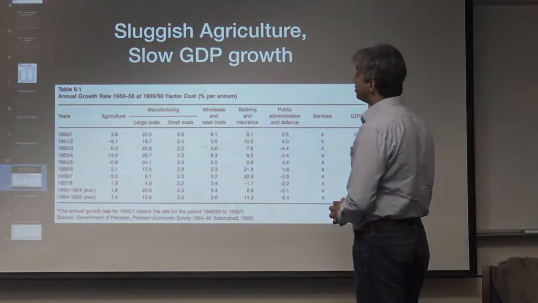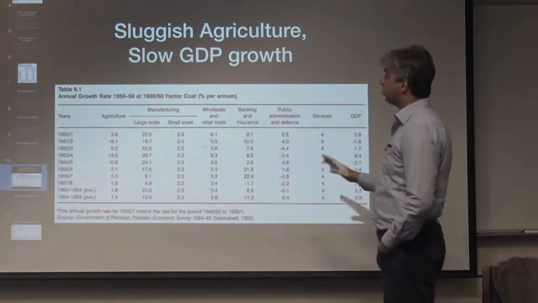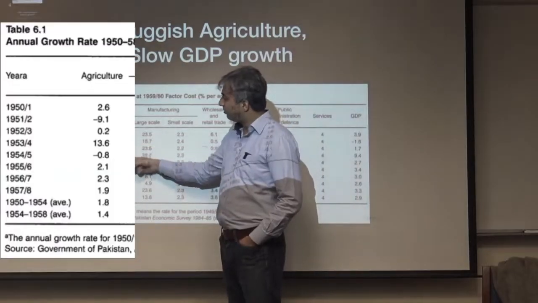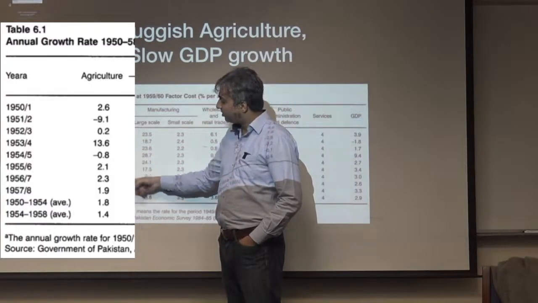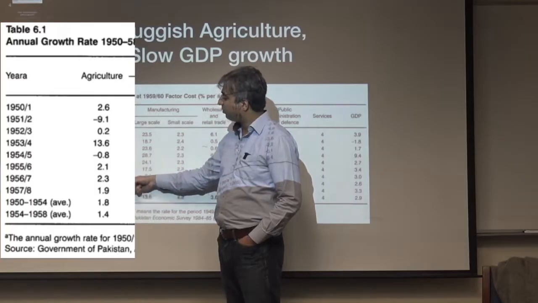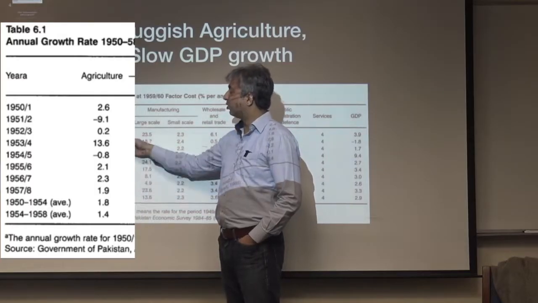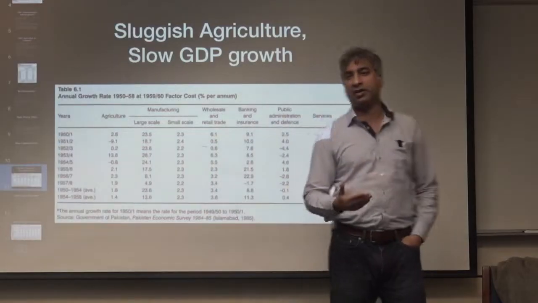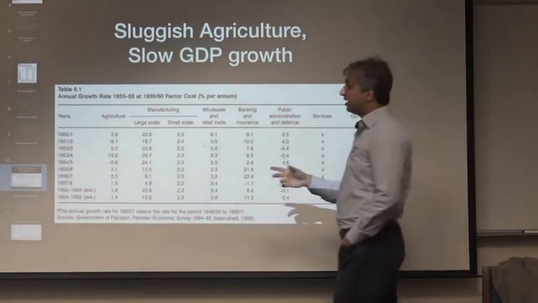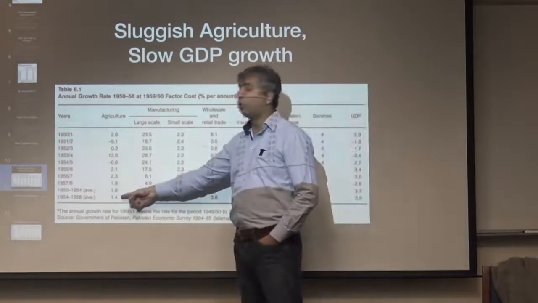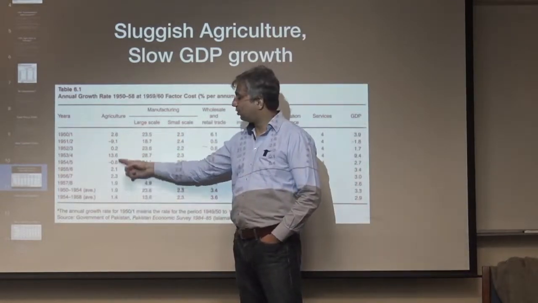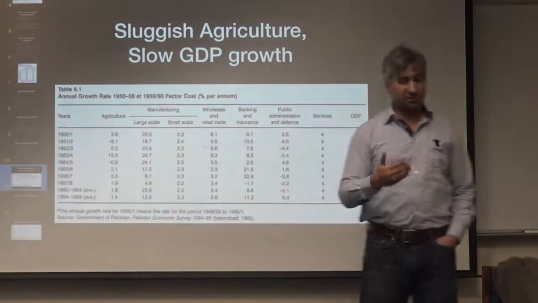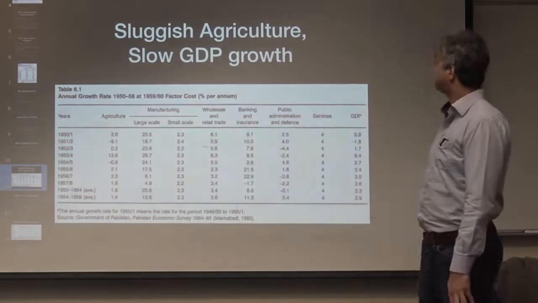Agriculture remains sluggish, and so overall GDP growth is also sluggish. If you look at the statistics over here, minus 9.1%, minus 0.8%, 1.8, 1.4, 1.9. At maximum, if it grows, it's at 2.6 or 2.3. So very sluggish growth in agriculture. Keep in mind that Pakistan's population is growing at 3%. There's only one year where you get this 13.6% bumper crop, but Pakistan's population is growing much faster.